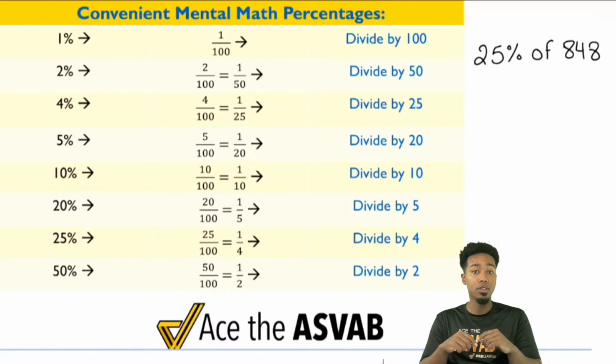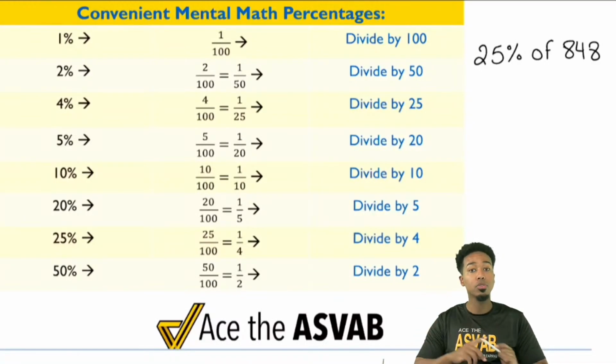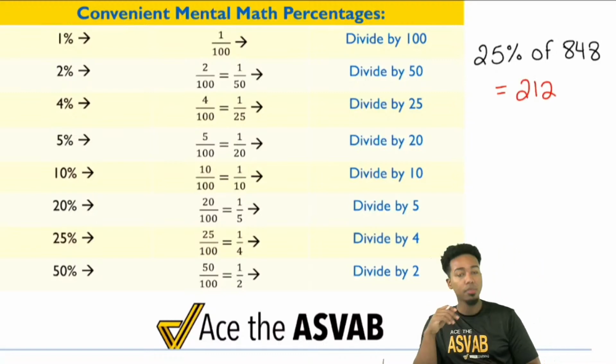you can actually do some mental math because 800 divided by 4 is 200. 48 divided by 4 is 12. That becomes 212 automatically with mental math. Just like that. So that's the idea, guys.